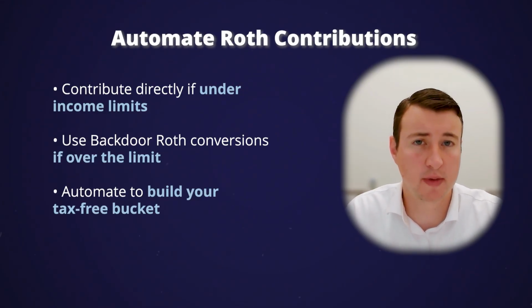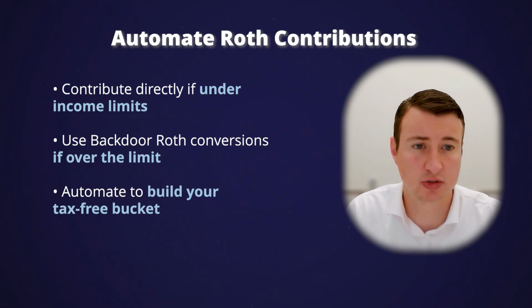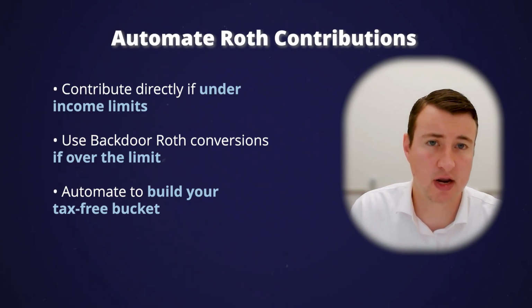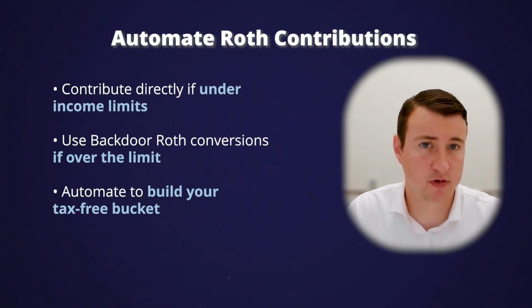Finally, you want to automate Roth IRAs if you're eligible. If your income is under the Roth contribution thresholds, contribute directly to a Roth IRA each year. If you're over those limits, utilize the backdoor Roth IRA conversion strategy.